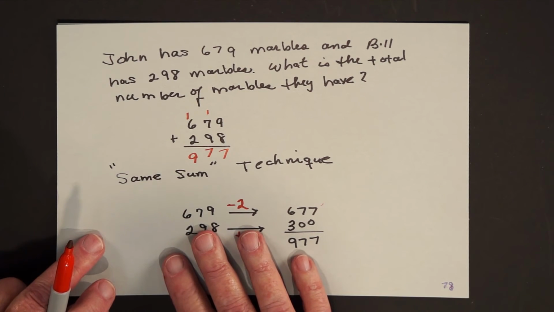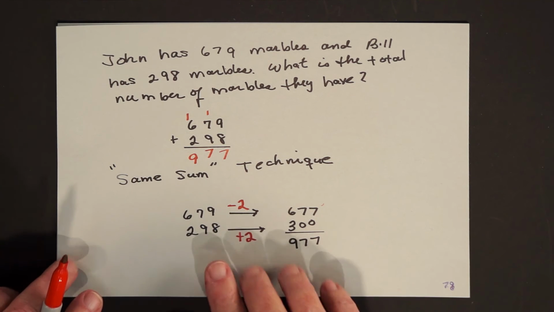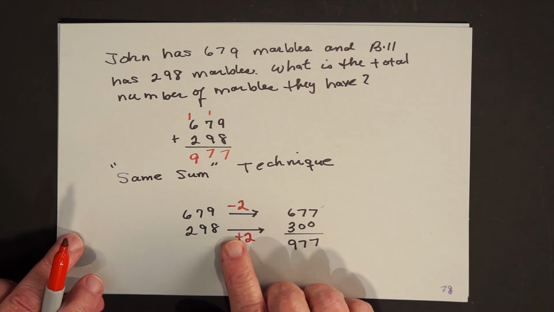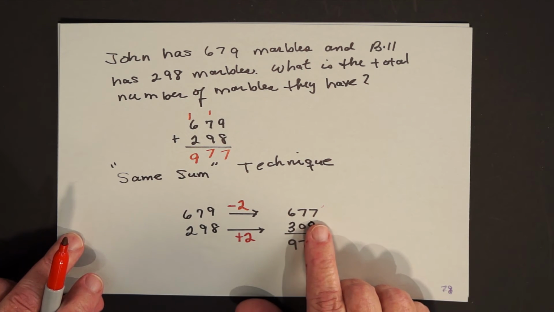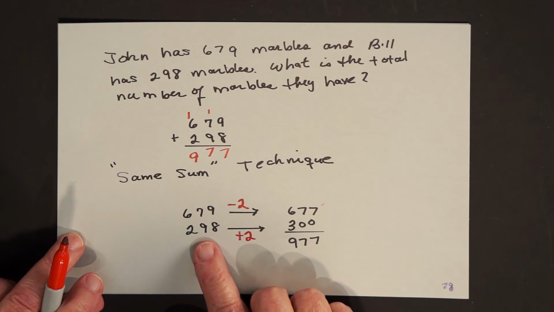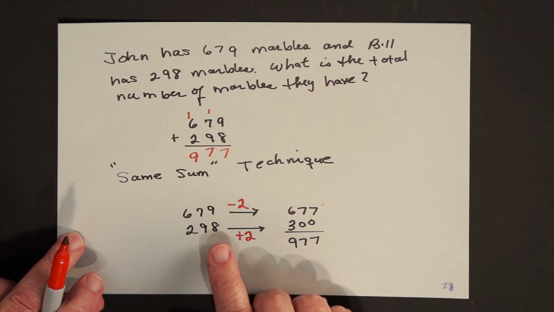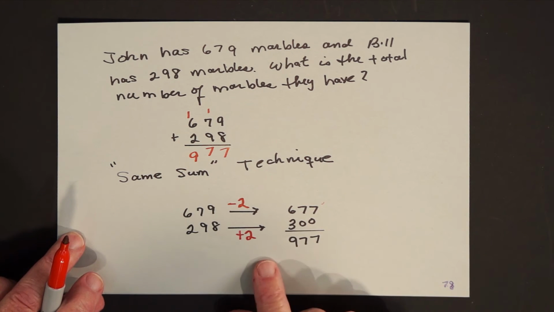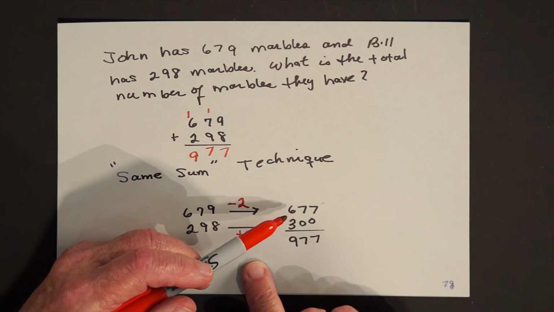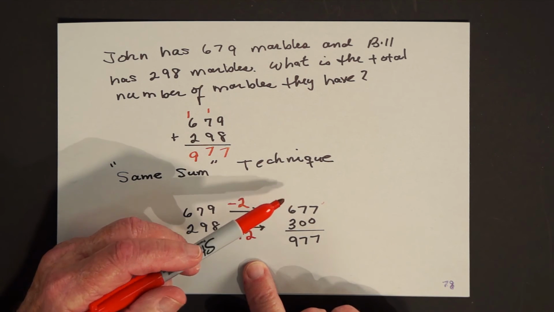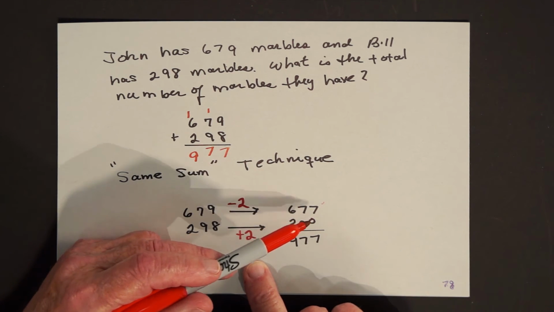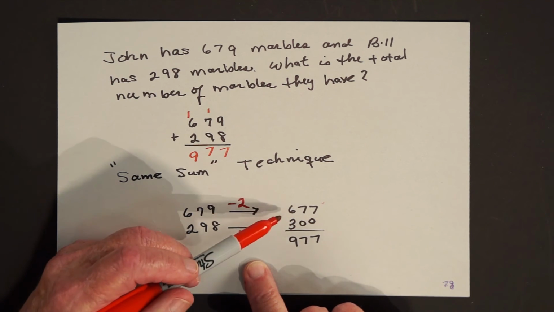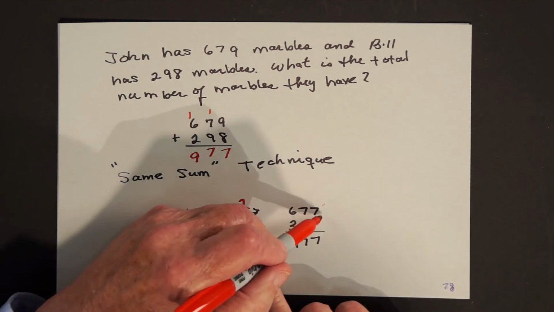John originally had 679 marbles. He gave 2 to Bill, so he now has 677 marbles. Bill originally had 298 marbles, but now he has the 2 that John gave him, gives him a total of 300. So the total number hasn't changed. So how many marbles do they have altogether? 677 plus 300. And notice how much simpler this looks than this.